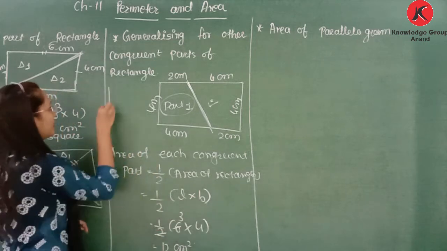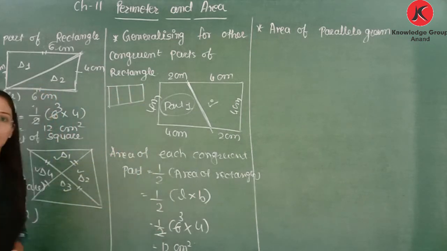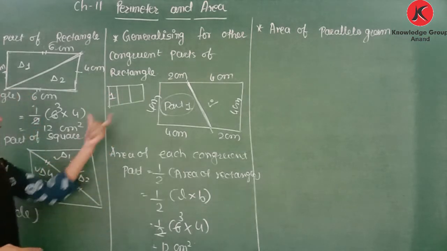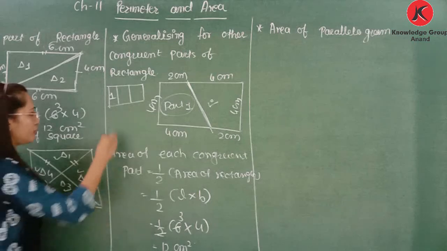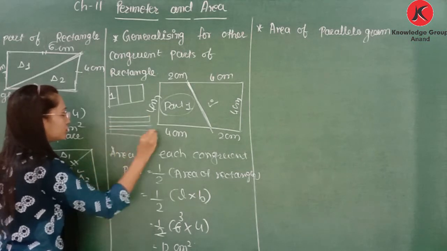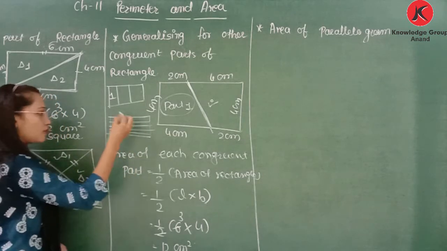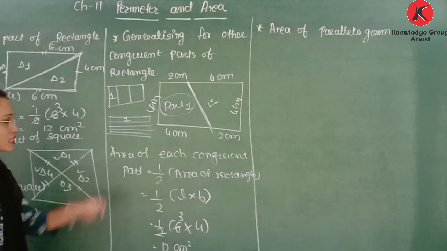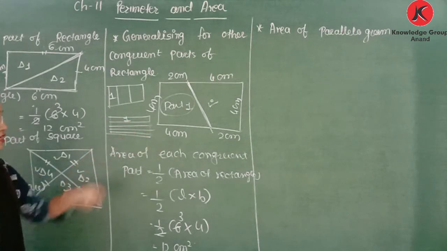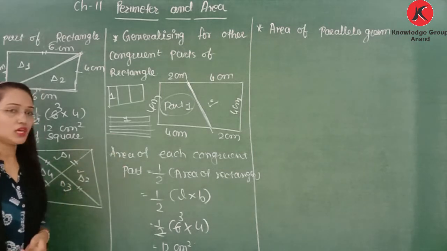If we divide a rectangle like this into 3 equal parts, then what is the area of this first part? It is 1/3 the area of the rectangle. If we divide the rectangle into 5 equal parts, for example this, then what is the equation for the area of this first part? That is 1/5 the area of the rectangle. Clear? But the condition must be that they must be congruent. Clear? Parts must be equal.